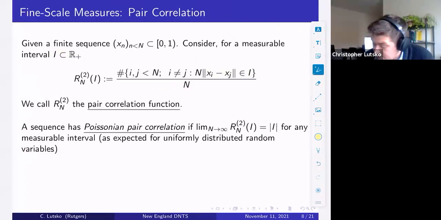And if this pair correlation converges to the size of the interval for any measurable interval, then we say that the sequence has Poissonian pair correlation. Again, as you would expect for uniformly distributed random variables.